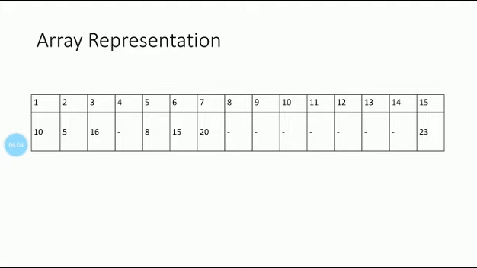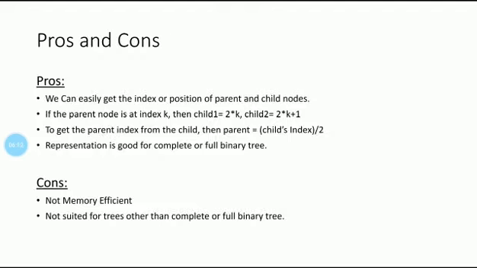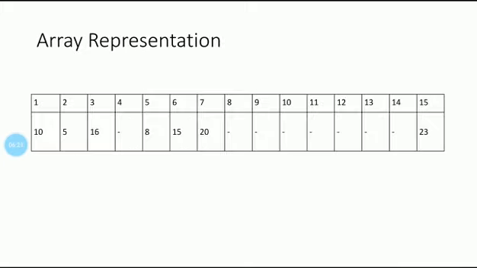That means with the help of a parent node, we can easily access the child nodes, and with the help of a child node, we can easily access the parent node. For example, if the child node is at position n, its parent index is calculated with the help of the formula n by 2.